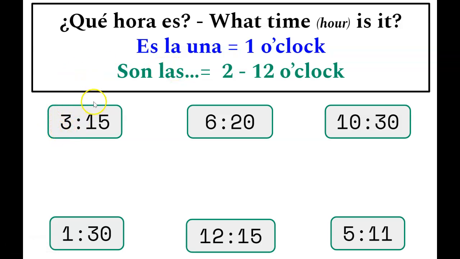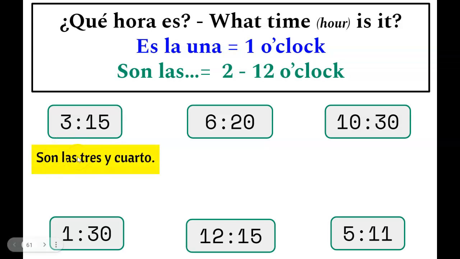Tres, now I'm going to use the word and instead of saying 15, I'm going to say a quarter. Cuarto. Son las tres. Now I'm going to add the minutes by saying y. Cuarto. Now I know that means a quarter because I can write quarter on top. Q-U-A-R-T and the R and the T line up.